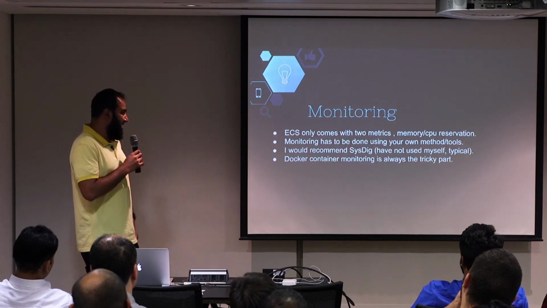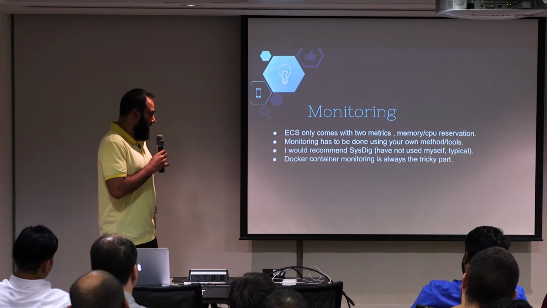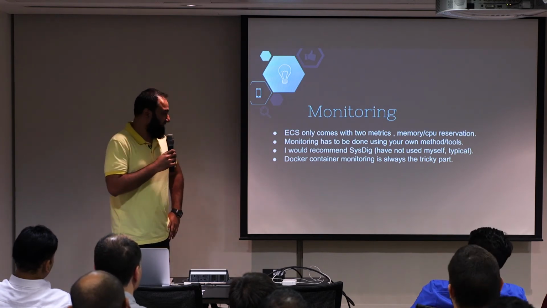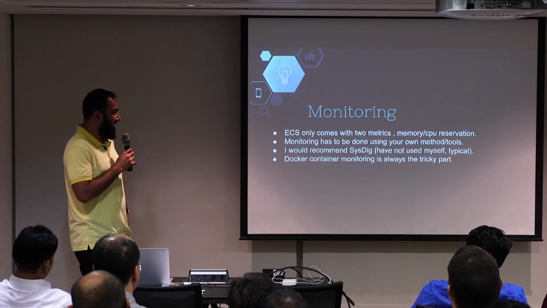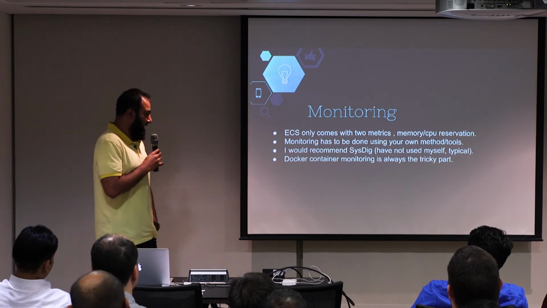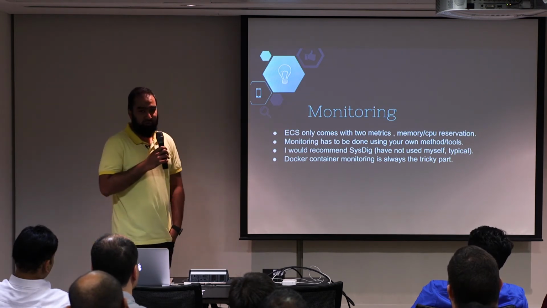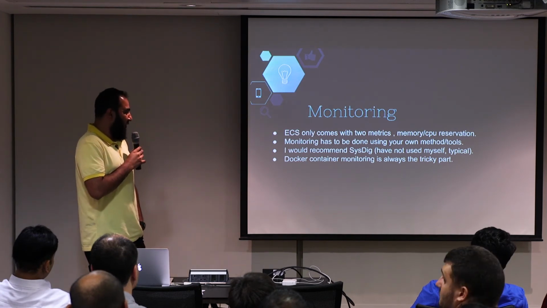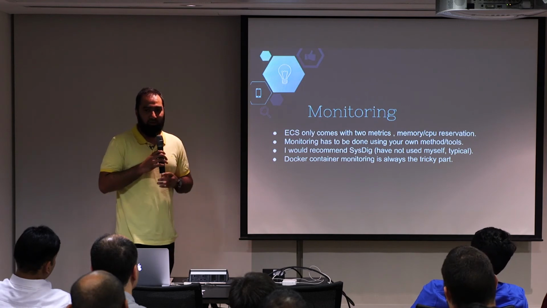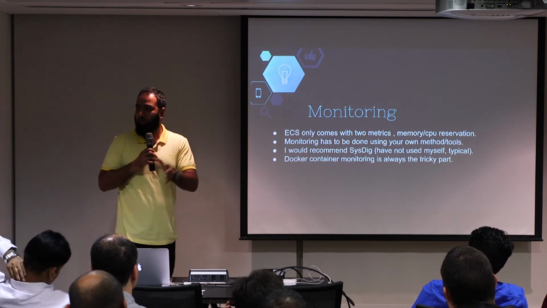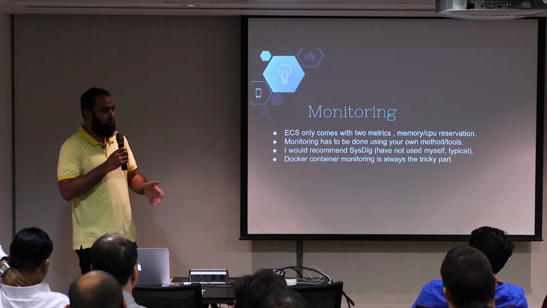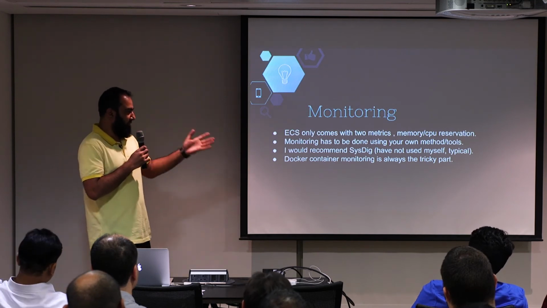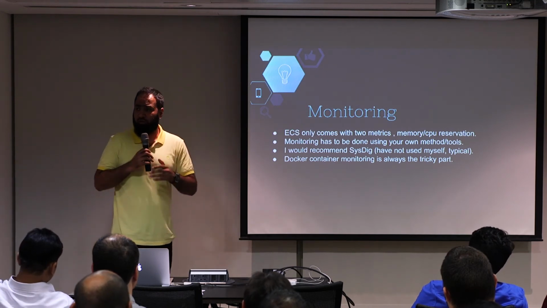Oh yes, monitoring. So of course, AWS monitoring is amazing. Only two metrics are available: memory and CPU reservation, which is nowhere else used or visible in AWS. Monitoring has to be done using your own tools, so whatever you're using in your own environment, I would suggest using that. This memory reservation and CPU reservation is only good for controlling.